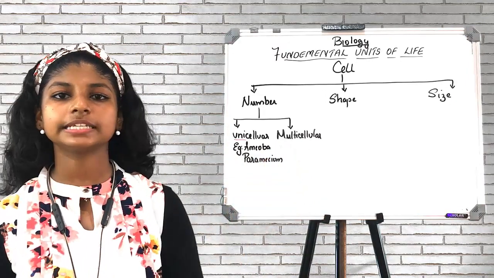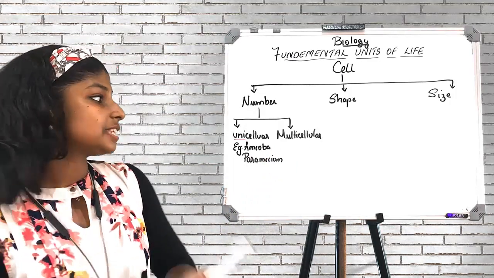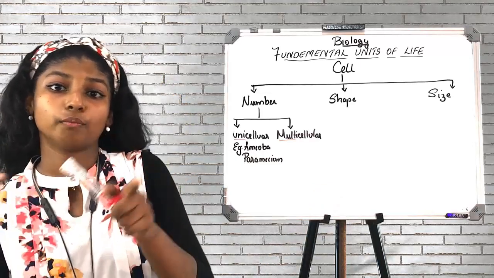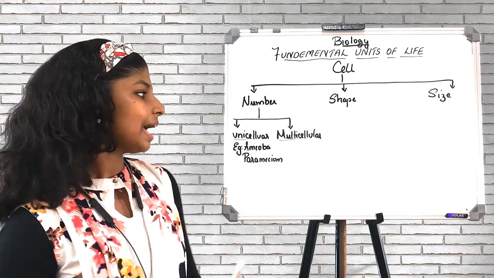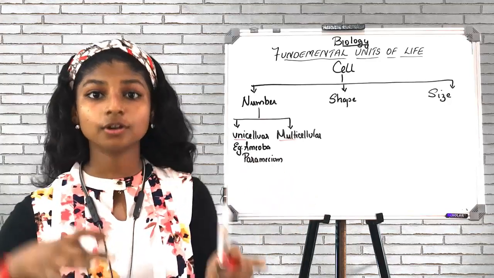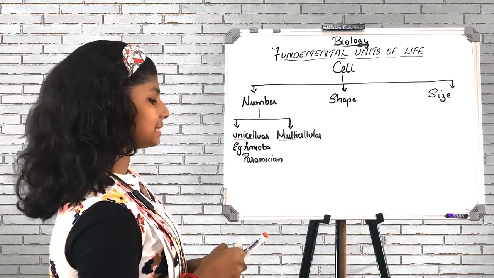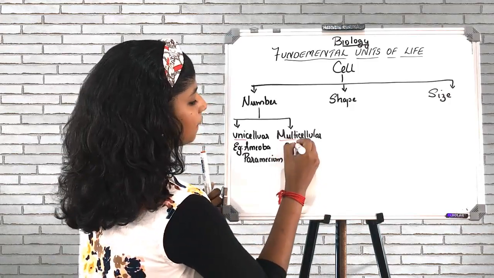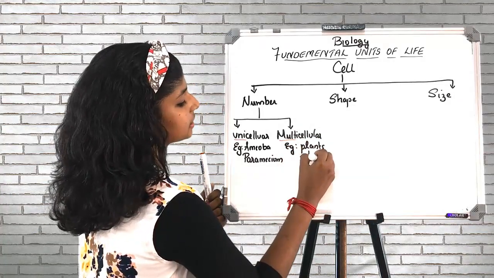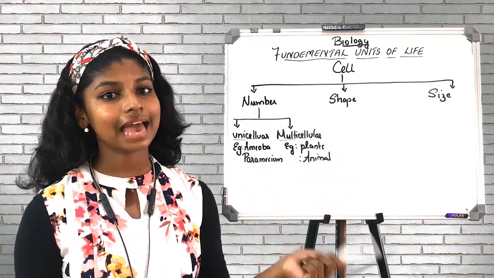Now moving on to the multicellular. What do you mean by multicellular? Here the term multi means one or more, and cellular means cell. So, the body which is having one or more cells is known as multicellular. The examples are plants and animals.